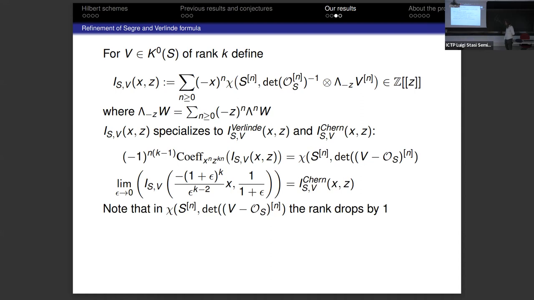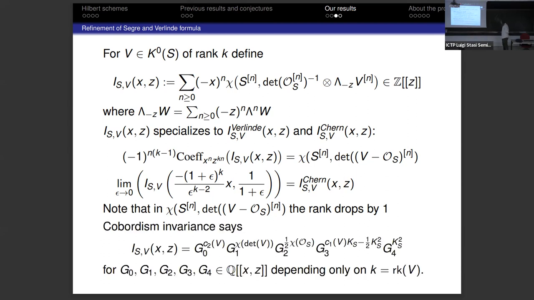And so you can see here already that you have this difference: if we are in rank k, then we get the corresponding Chern and Verlinde in rank k, but we get the Verlinde formula in rank k minus one. So it somehow explains this drop in rank by one. So these two are related by one power series, but in different ways. Anyway, so this is everything.